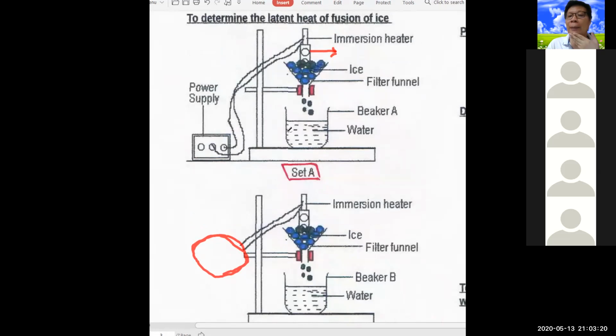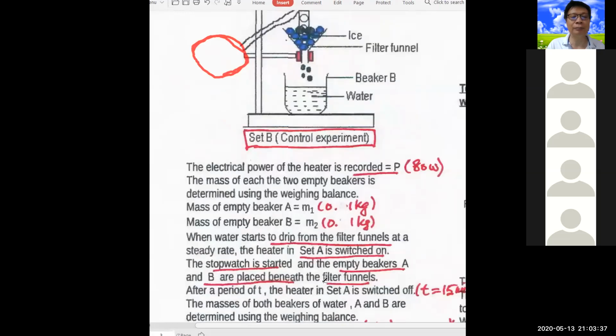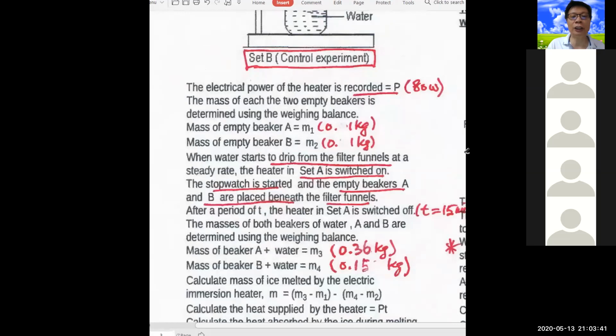Normally we fix a time, for example 10 to 15 minutes. We do at most only 15 minutes, so we set the time to 15 minutes, then you see how much water is here. Same thing goes to this one also. Okay, now the calculation part.